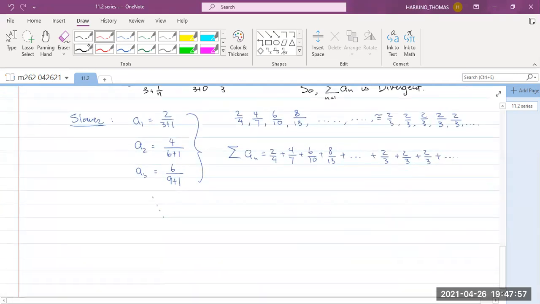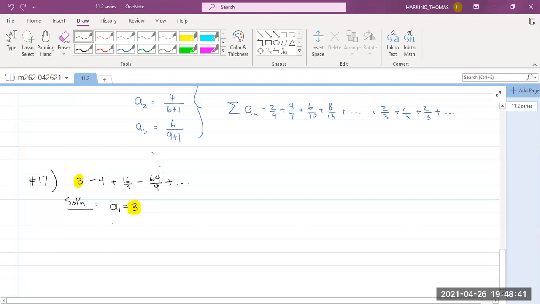Number 17. I try to do more problems here because this 11.2 is actually a big foundation for what we will have in the future. So number 17, you have this series: 3 minus 4 plus 16 over 3 minus 64 over 9, and so on and so forth. They tell us this is a geometric series. That's nice. The first term is 3, right? What is the common ratio? The common ratio is the next term over the current term. Or you can also use the third term divided by the second term, or the fourth term divided by the third term. You will get -4 over 3, right?